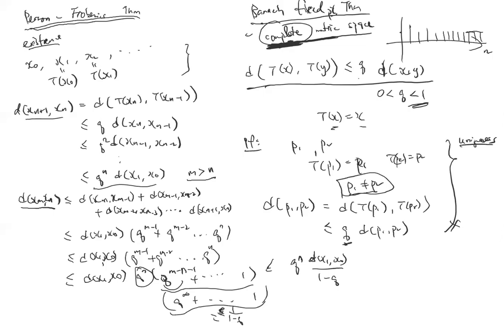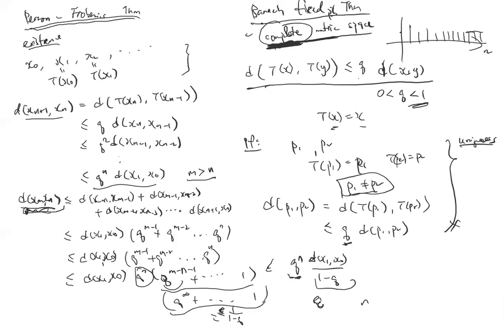Therefore this sequence is Cauchy, because for any epsilon, I can make n sufficiently large such that the distance between any two of these points is bounded by this. The factor q to the n is sufficiently small to make the whole thing less than epsilon. So the sequence is Cauchy and therefore converges, and because the space is complete, it converges to the fixed point, so the fixed point exists. That's basically the Banach fixed point theorem.